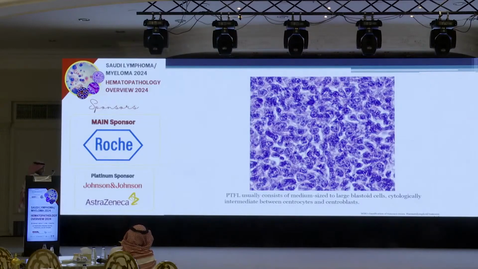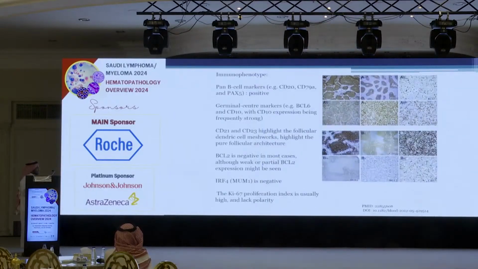On cytological level, usually the infiltrate is composed of medium-sized blastoid-looking cells with no features of centrocytes or centroblastic morphology. In immunohistochemistry, these cases usually have B-cell markers positive.